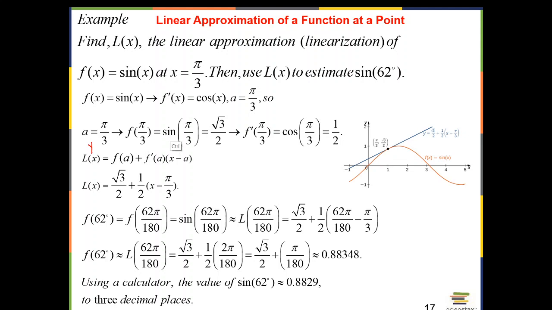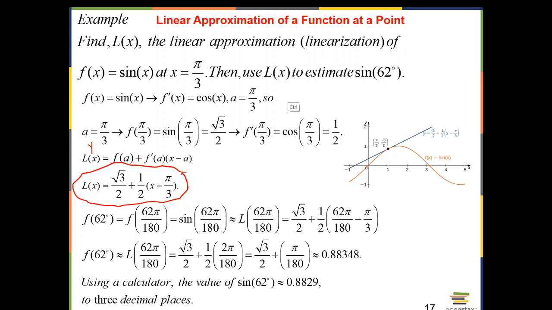It is sine of 60 degrees. Sine of 60 is square root of 3 over 2. And then f prime, what's f prime of sine? The derivative is cosine. What's f prime at pi over 3? Cosine pi over 3 is 1/2. So we put 1/2 here for f prime. And then x minus a is x minus pi over 3. Here, this is the linearization of sine at what?